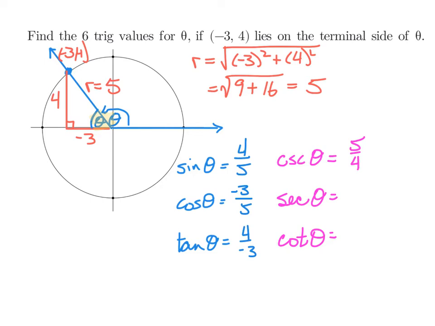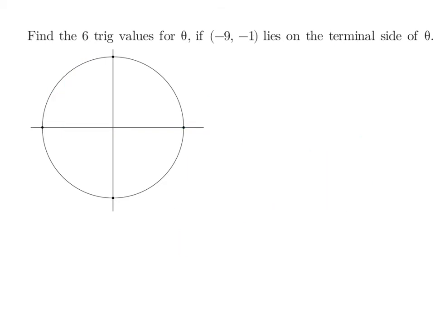Secant is a reciprocal of cosine, so negative 5/3. And cotangent would be the reciprocal of tangent, negative 3/4. Let's try it again with the point negative 9, negative 1.